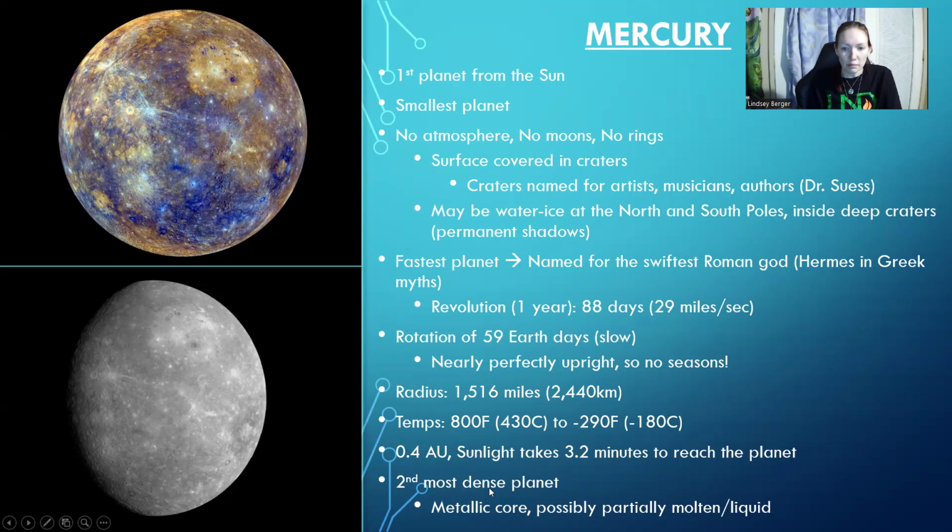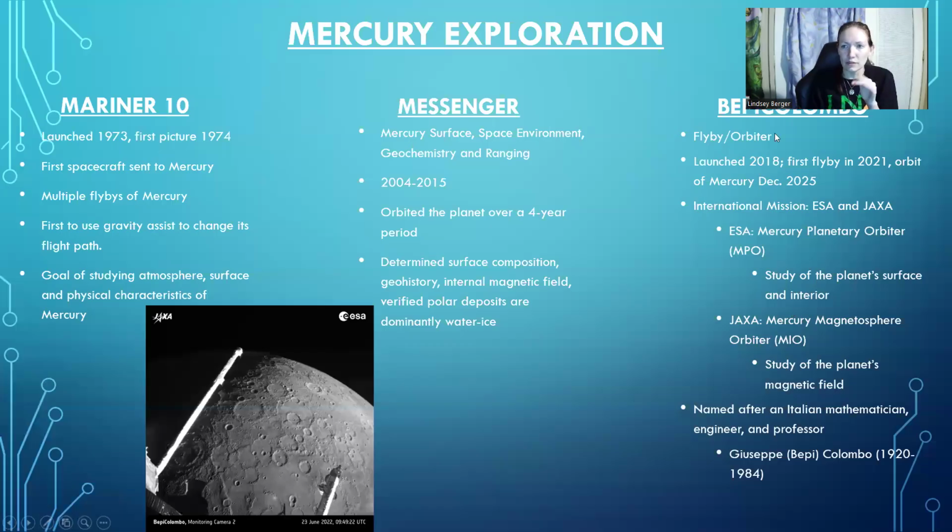Now, it is also the second most dense planet. So we believe there's a metallic core, could be molten, could be liquid to an extent. We're not 100% sure. We're still learning more about Mercury. Okay, but I just don't think it's the coolest planet out there.